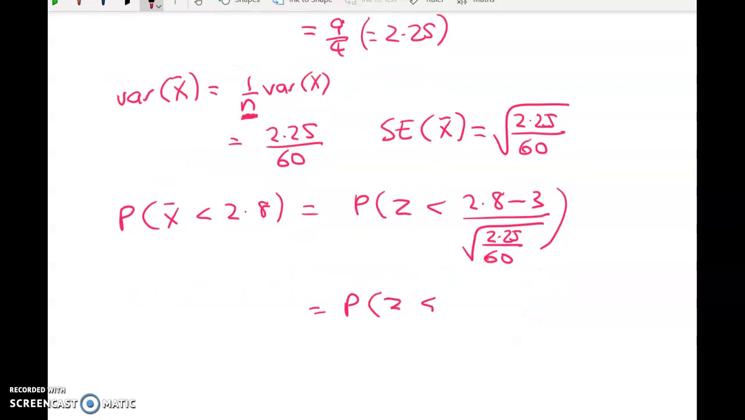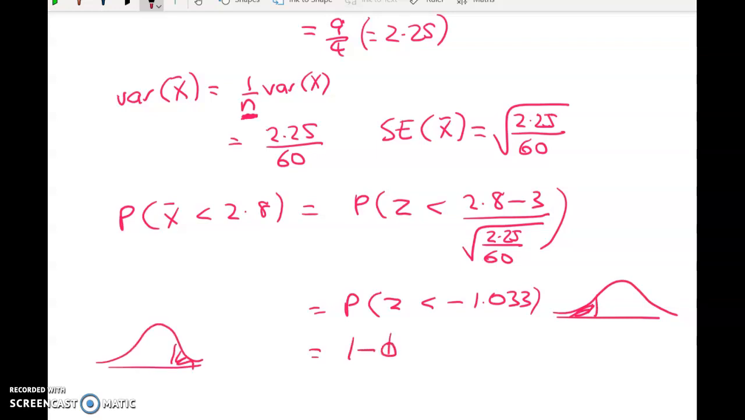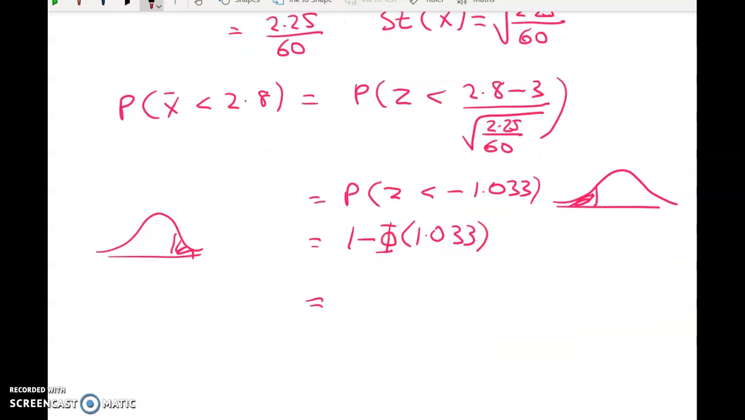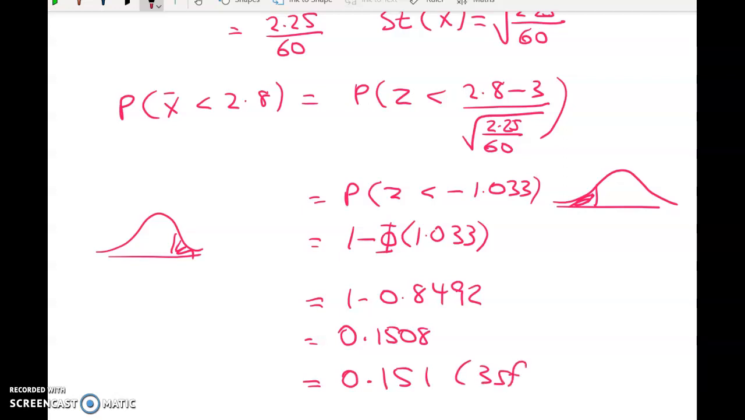We've got the probability that z is less than negative 1.033. So we're looking for this area here, which is the same as this area up here. So it's 1 minus phi of 1.033. And when you hop over to your table, which is magically here, there's 1.033. What have we got? 0.8492. Which gives us 0.1508, but to three significant figures, that's 0.151. So that's that question done.